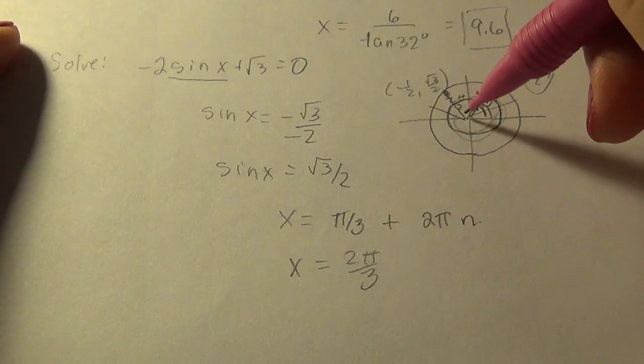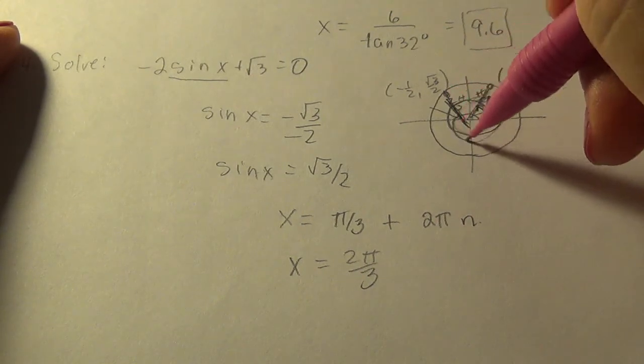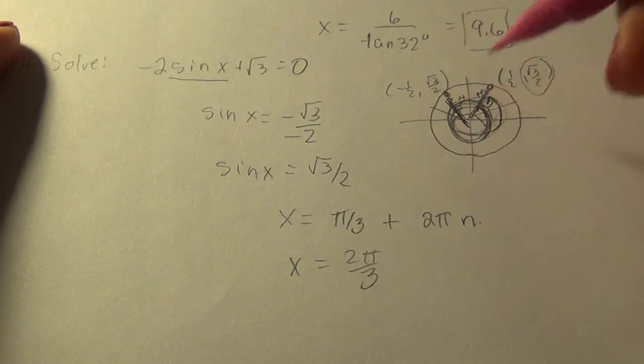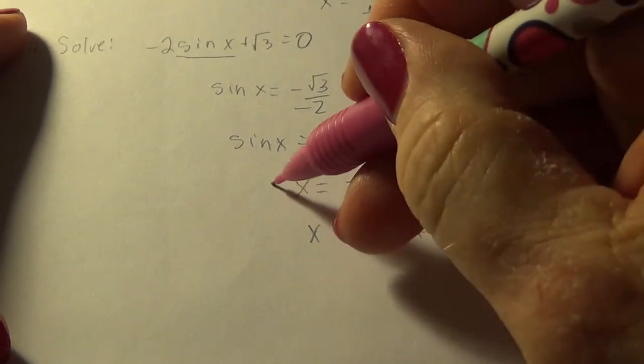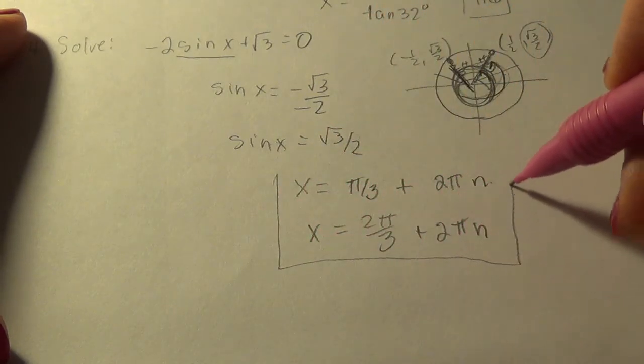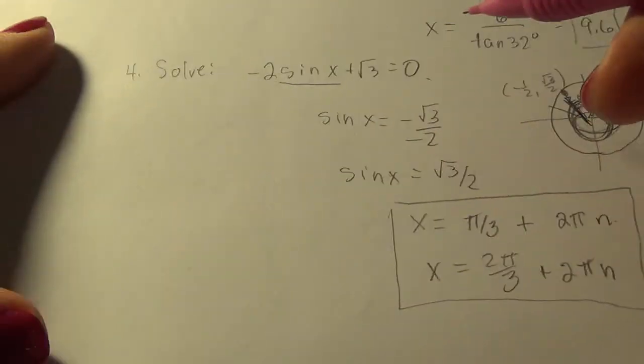So can we do the same thing with this one? Can we go around and around and around? 2 pi n it is. Alright, so this gets the infinite number of answers that solve this simple little trig equation.